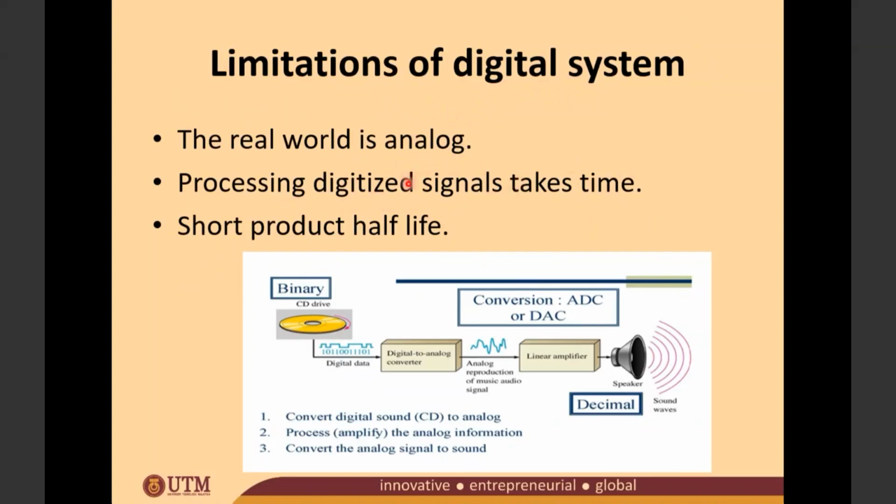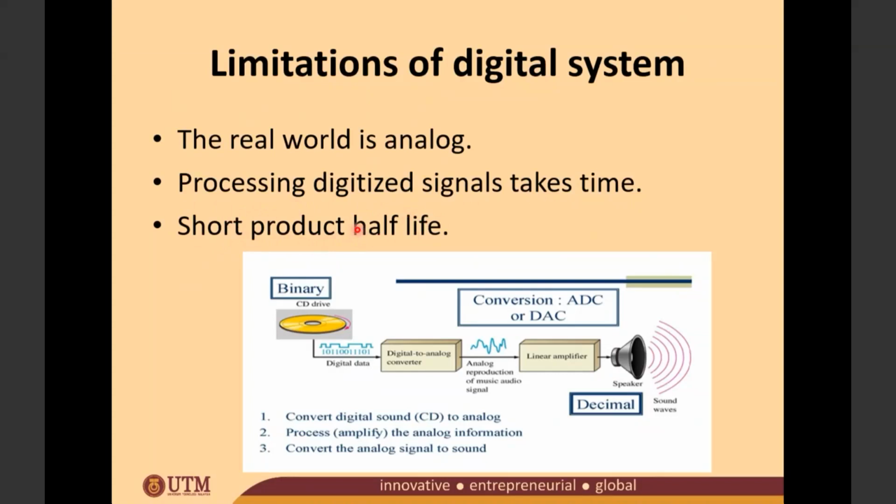Now, because we have new technologies, the processing to digitize a signal is much simpler than previously. And the other limitation is short product half-life. This is the most critical one. What is the meaning of short product half-life? It means that you need to catch up with new technology once it becomes available.